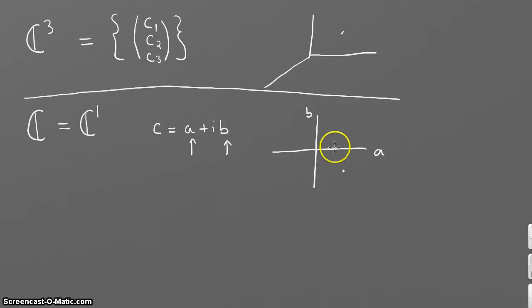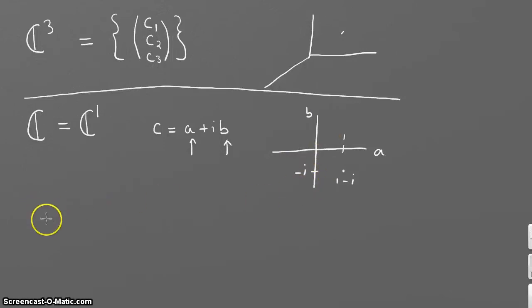So this point here might be something like, let's see, this might be 1 right here, and this here might be negative i, so this complex number would be 1 minus i. So we see that in order to visualize a single complex number, we need an entire plane that has two real coordinates, so to speak.